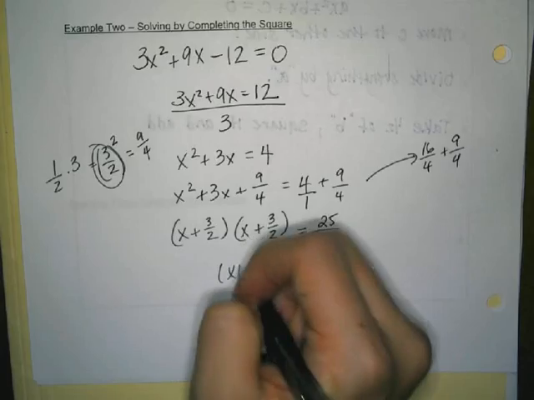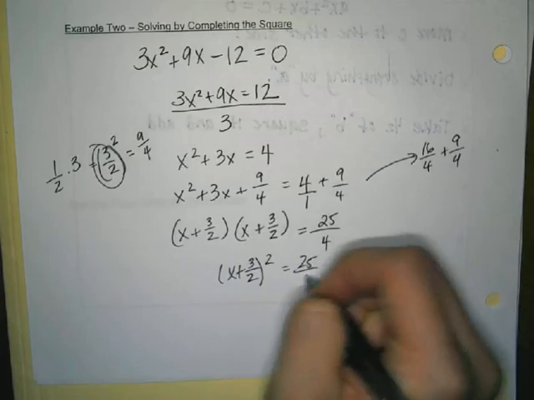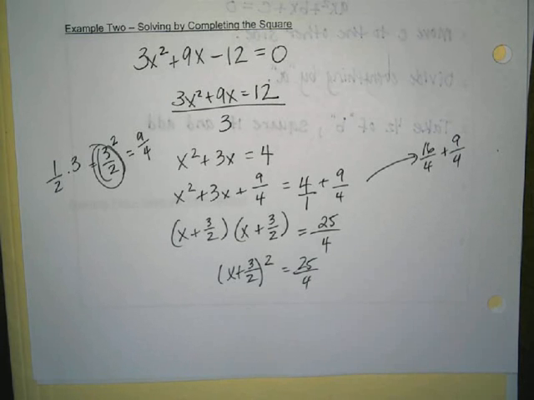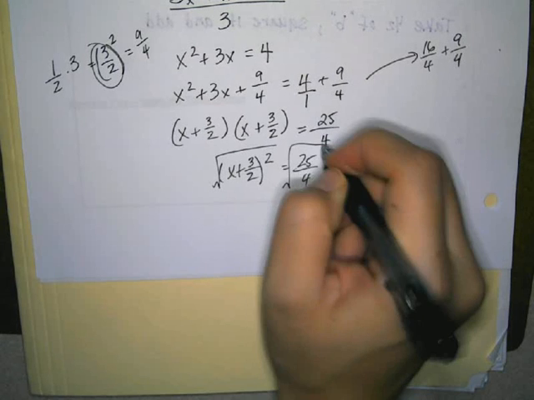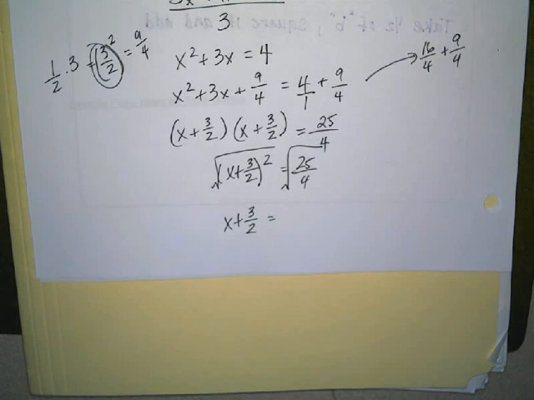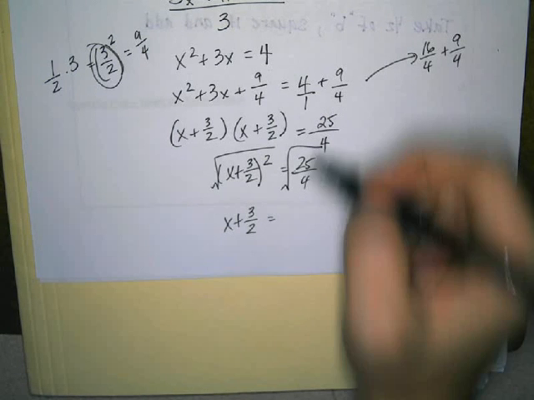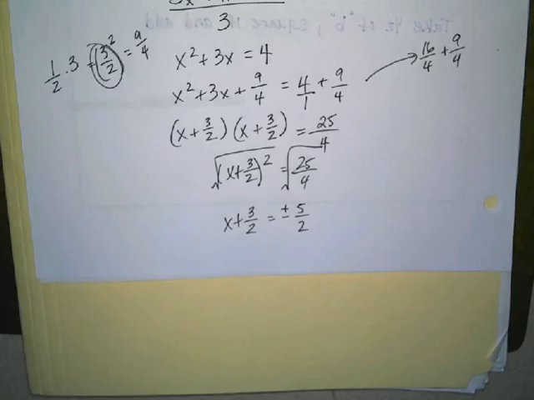I'm going to write that as a squared binomial. And then what do I do to both sides? Square root. So on the left side we get x plus 3 halves. On the right side, what's the square root of 25? 5. What's the square root of 4? 2. So can I say this becomes 5 halves then? Sure. And make sure to have the plus or minus.